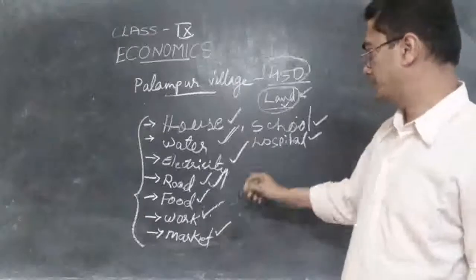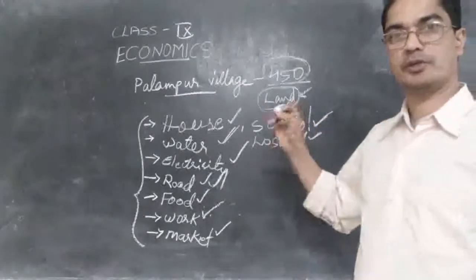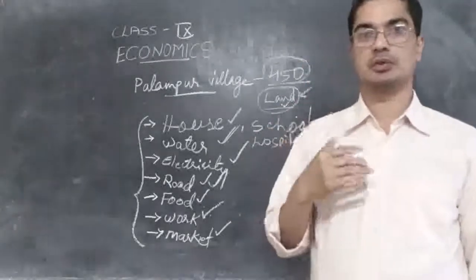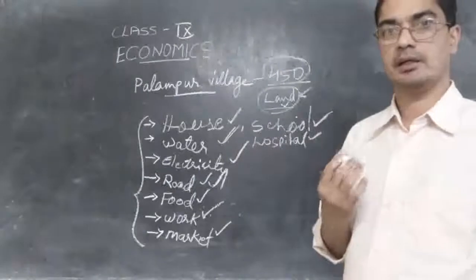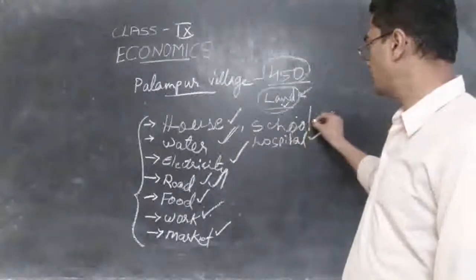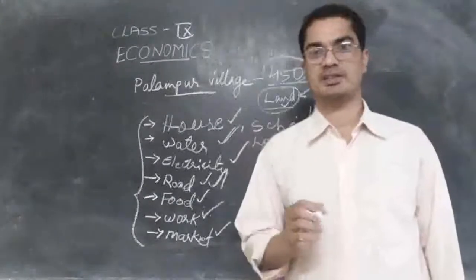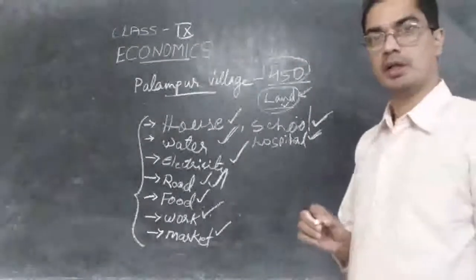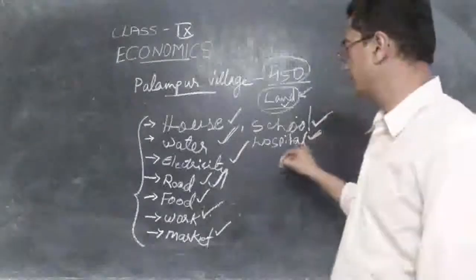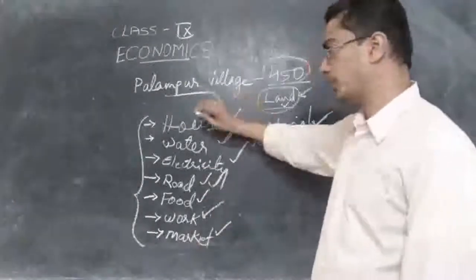Plus they have a school in order to educate their children, in order to make their children literate, to read and to write. They have the schools, and also they have two small hospitals, one PHC run by the government and one private dispensary in order to treat the people. So these are the things that are there in the Palampur village.